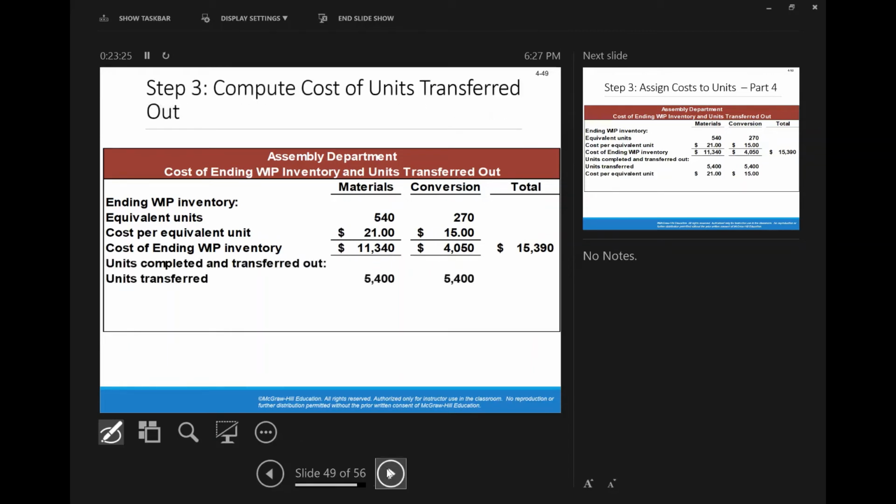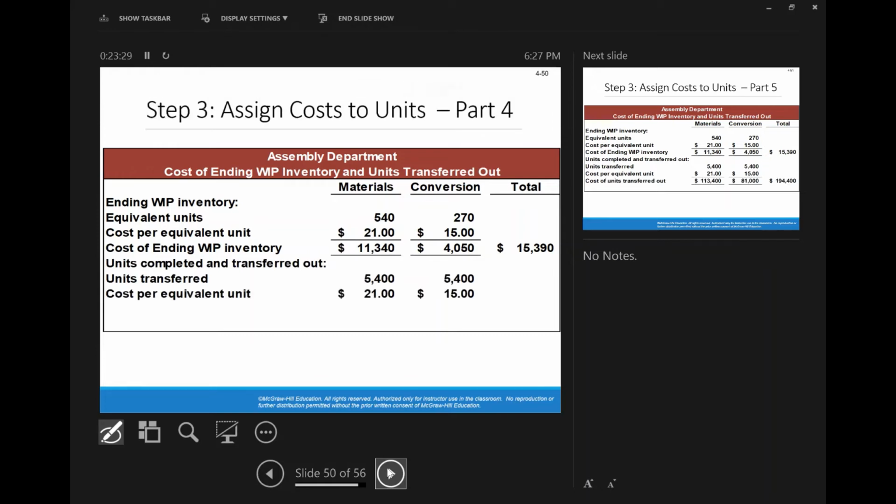All right, our units transferred out was 5,400. Now we already calculated the cost, so we're using that same cost to know how much is coming out of work in process and moving forward to finished goods. I finished 5,400, I'm gonna use the same calculation, which is $21 for materials and $15 for conversion. So I'll just multiply that.